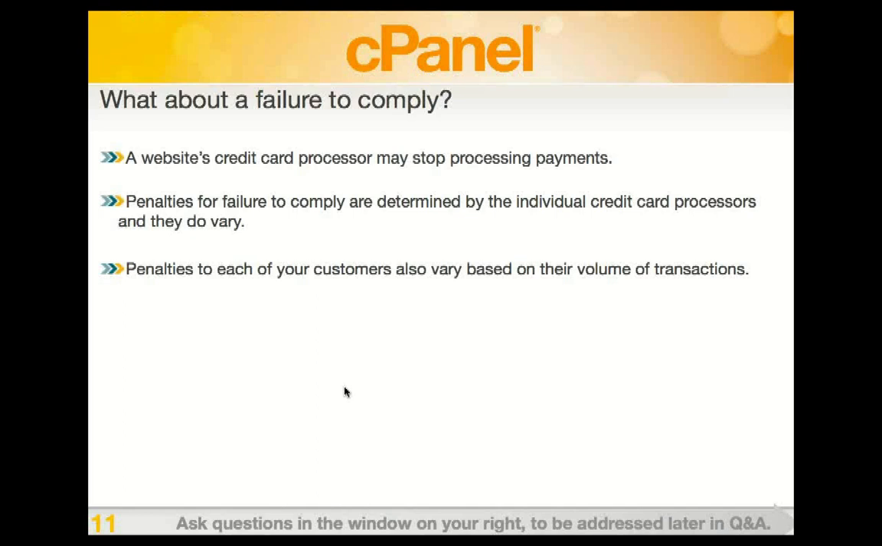Now, the penalties for failure vary, okay? So you really do need to talk to your individual credit card processor about the penalties for failure to comply, because they do vary. And also keep in mind that the more transactions you process, the more credit cards you handle essentially, the stricter the penalties are with regards to non-compliance.